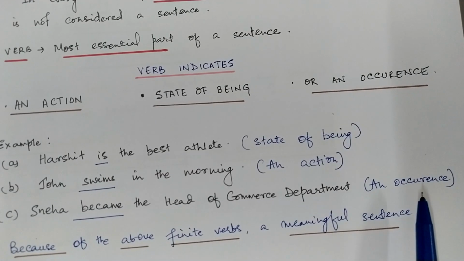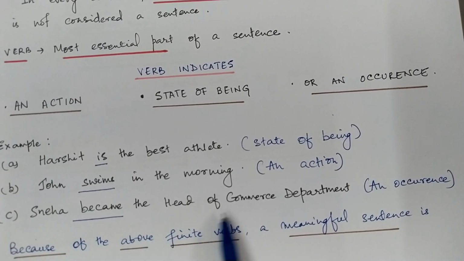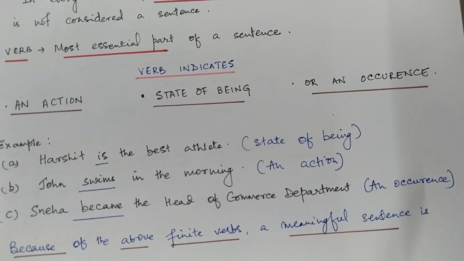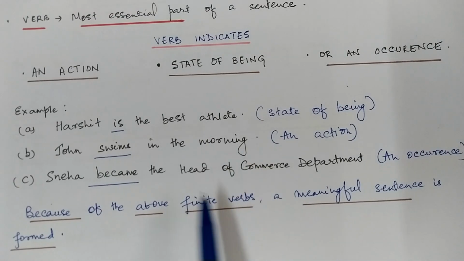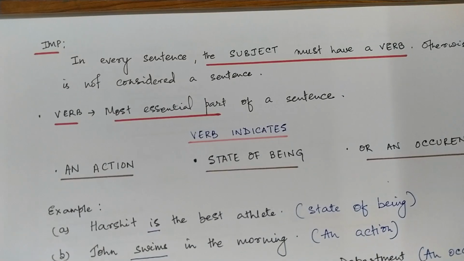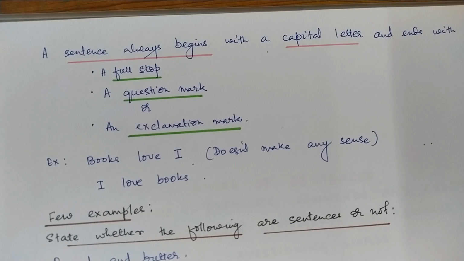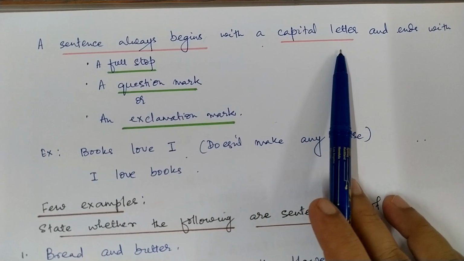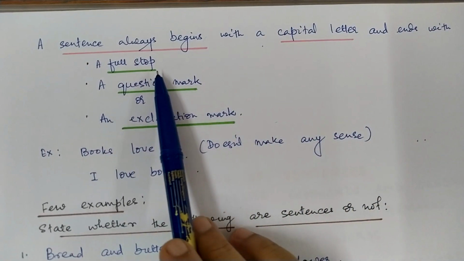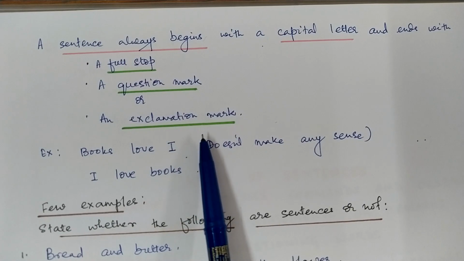It is an occurrence, meaning what has Sneha been designated to? She has become the head of commerce department, which is an occurrence. Now children, what are the finite verbs in the above sentences? Is, swims and became. Because of them, a meaningful sentence is formed. So children, now you have understood what is a sentence and how it should be formed. Now let us understand a few more things about sentences. A sentence always begins with a capital letter and it has to end with either a full stop or a question mark or an exclamation mark.